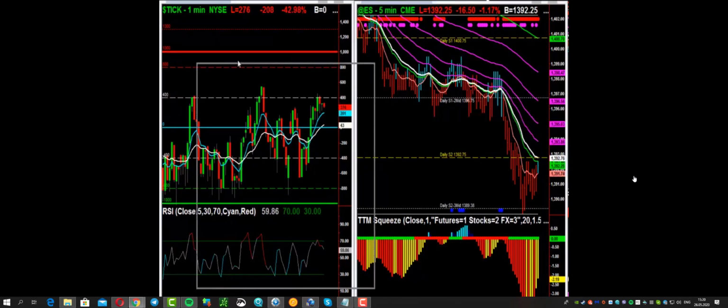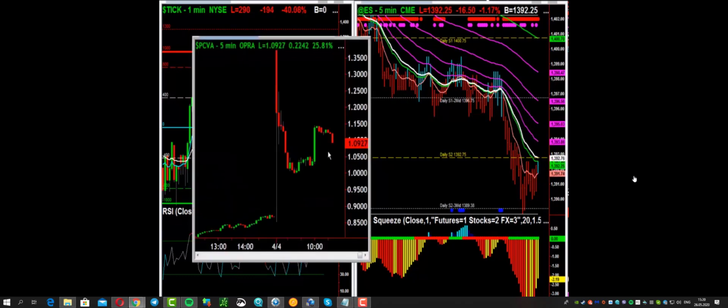So the other internals that are going on here: the put-call ratio. The put-call ratio is over 1. So when it gets over 1 like this, you do want to start getting a little bit cautious on the short side.